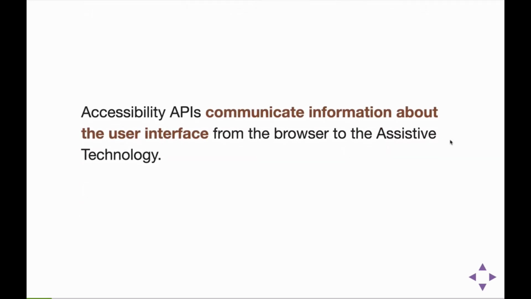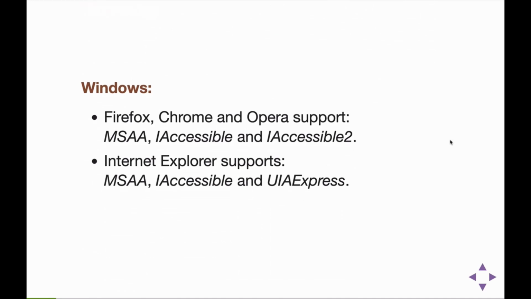Fundamentally, accessibility APIs communicate information about user interface from the browser to assistive technologies. Now, each browser operating system combination uses different types of accessibility APIs. On Windows, Firefox, Chrome, and Opera support, are you ready for it, MSAA, iAccessible, and iAccessible2. Internet Explorer, always the black sheep in the family, supports MSAA, iAccessible, and UIA Express.